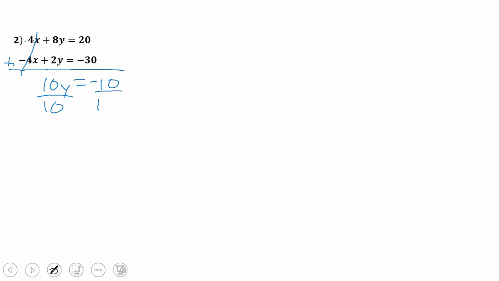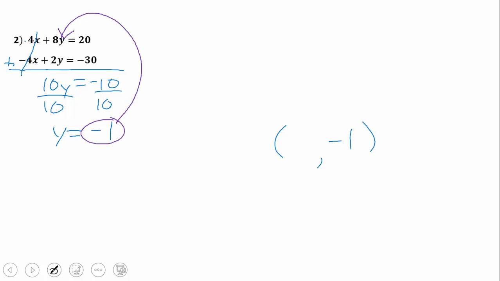Dividing by 10, y equals negative 1. Going over to my ordered pair solution, y is negative 1. Now I take that negative 1, and what am I going to do with it? That's right, I'm going to substitute it in, and I'm just going to put it in the first one. So now I have 4x plus 8 times negative 1 is equal to 20. All right?